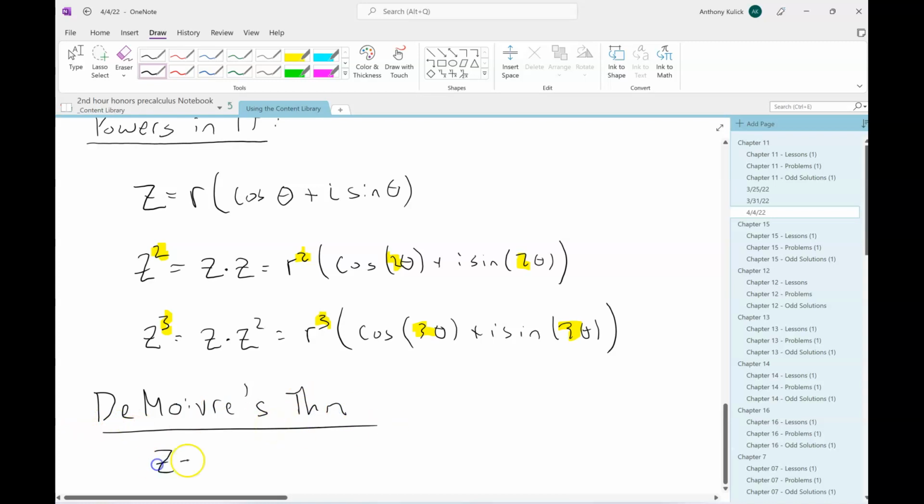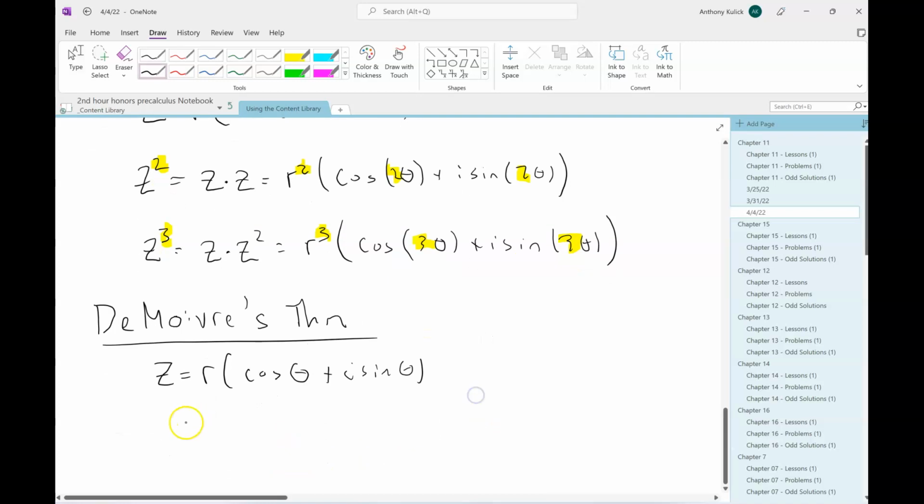So we have for z equals r times cosine theta plus i sine theta, z to the n is equal to r to the n times cosine n theta plus i sine n theta.